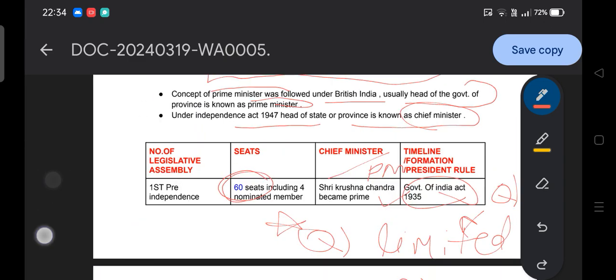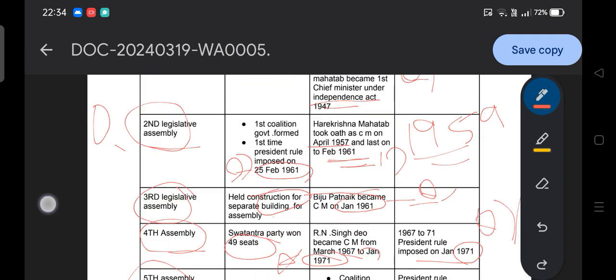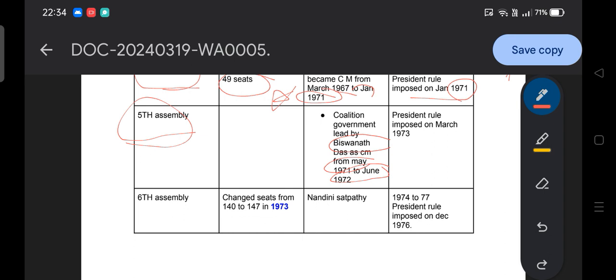So that is how you have to prepare the strategy. Hope you understand. So this is how the coalition government led by Biswanath Das was in office from May 71 to June 72. That is how important it is. That question was already asked, and they are not going to repeat it.